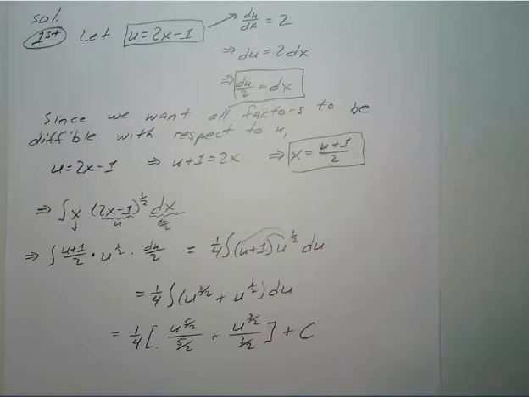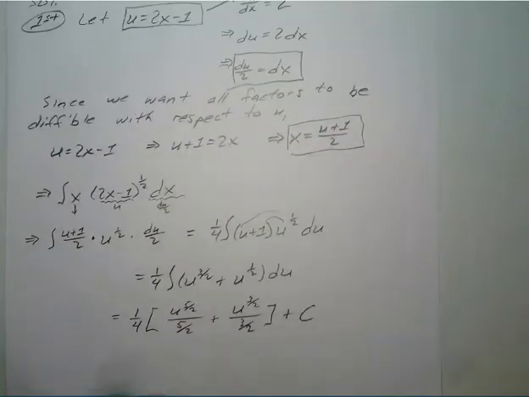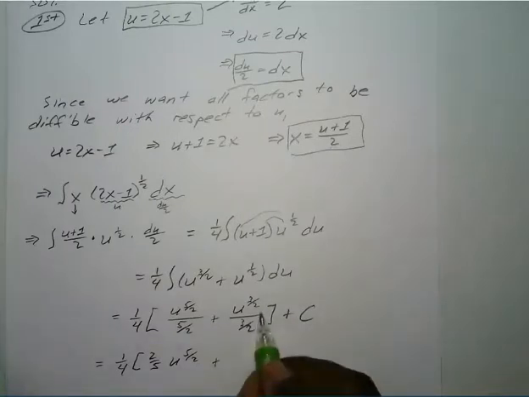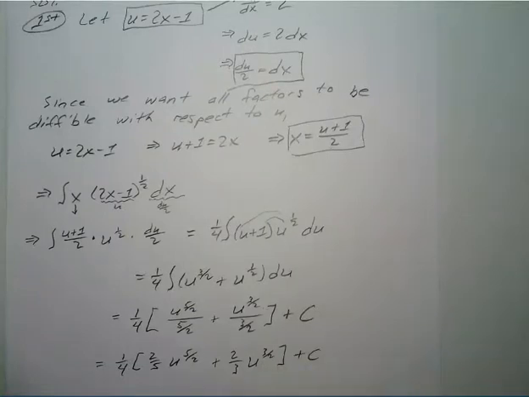All right, so we're getting there. We're getting closer. So once again, if you multiply the numerator and denominator by the reciprocal of that fraction, so if you multiply it by 2 over 5 and 2 over 5, the denominator will become 1, so that's 1/4 times 2 over 5 u to the 5/2 power plus, multiply numerator and denominator by 2 over 3, you get 2 over 3 times u to the 3/2 plus c.